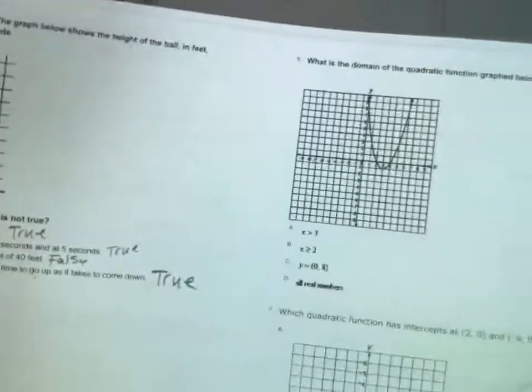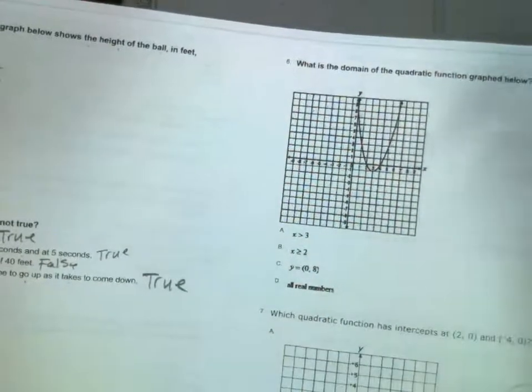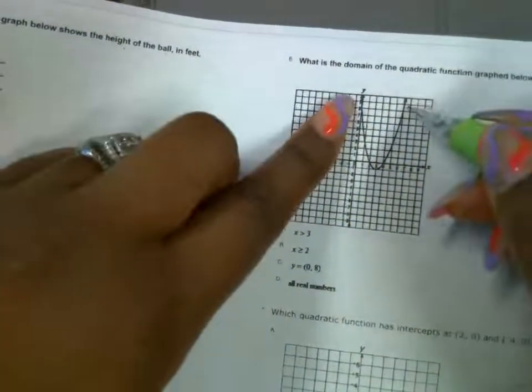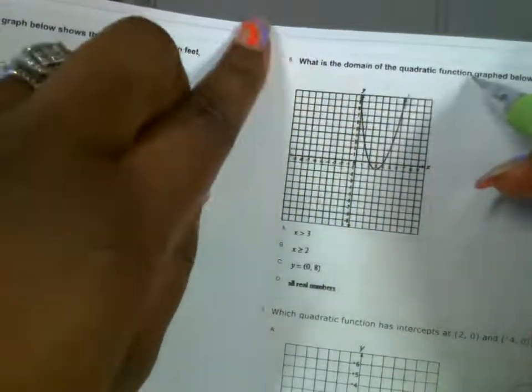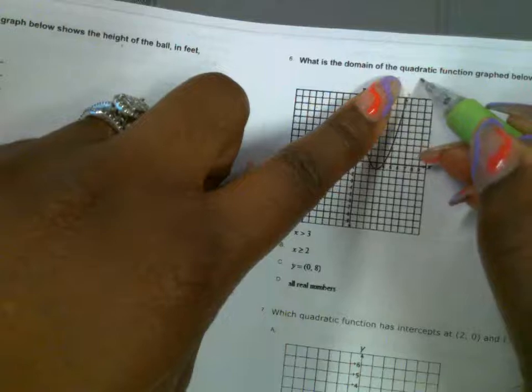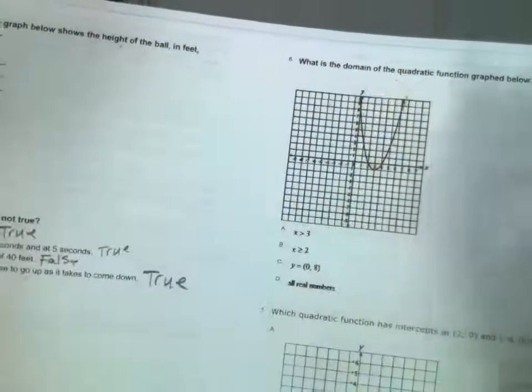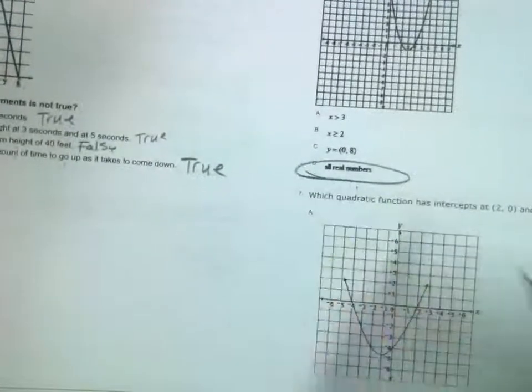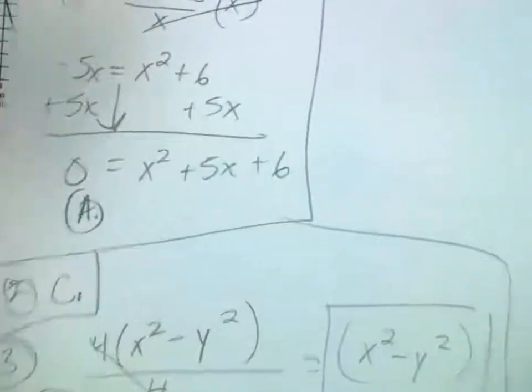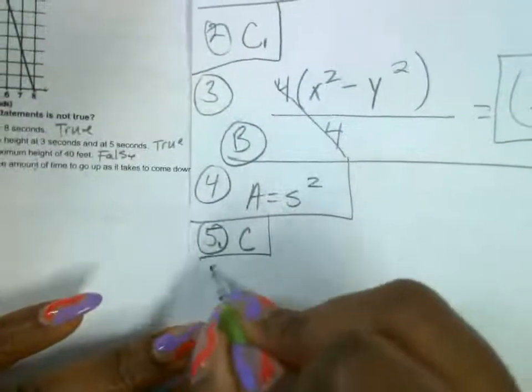Number 6, what is the domain of the quadratic function? Domain is how wide it is. These arrows are going to go on forever. So remember, the domain of a quadratic function is all real numbers. So that's D. Okay. So number 6 is D, all real numbers.